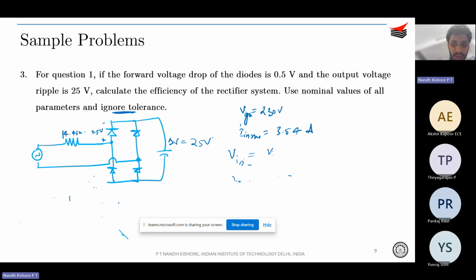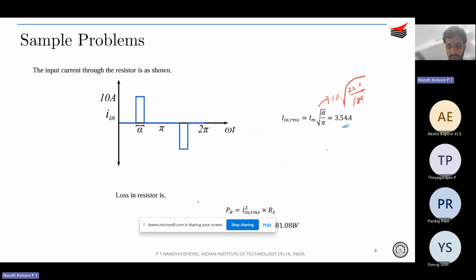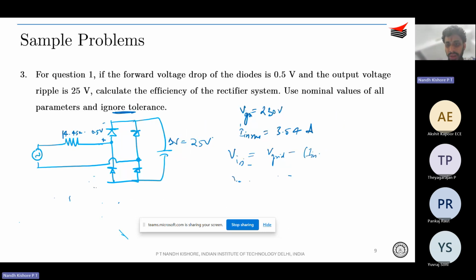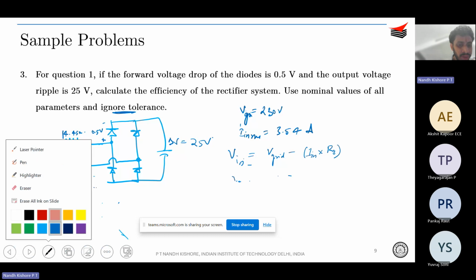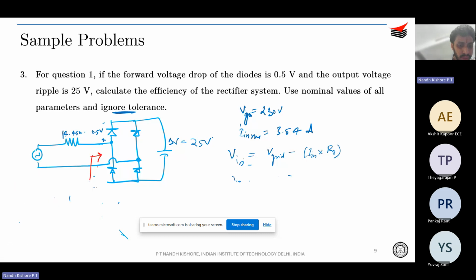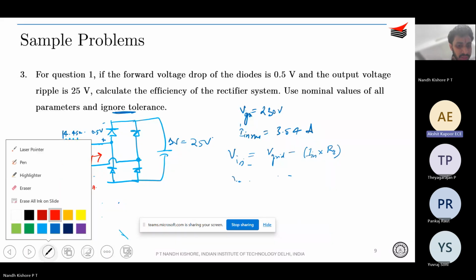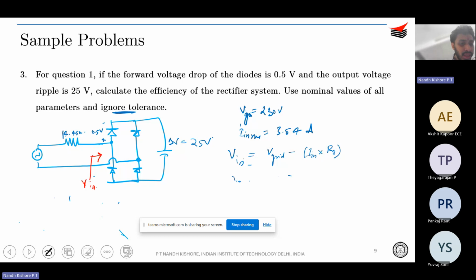So V in would be what? V in will be V grid minus I in RMS into R series, correct? What we define as V in is this. So this is your V in. Okay. Sir, what is V grid? V grid is this.